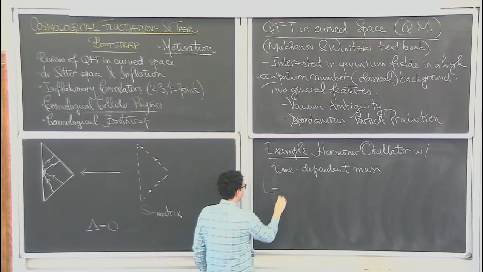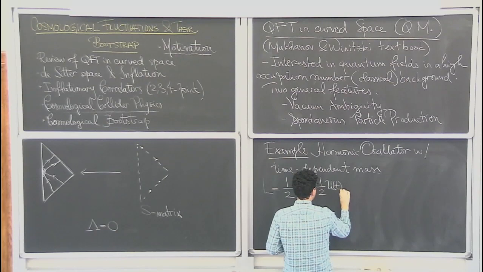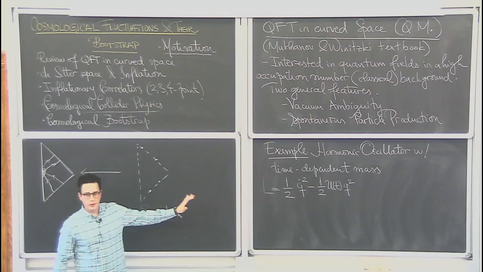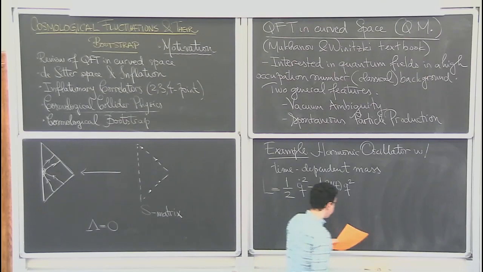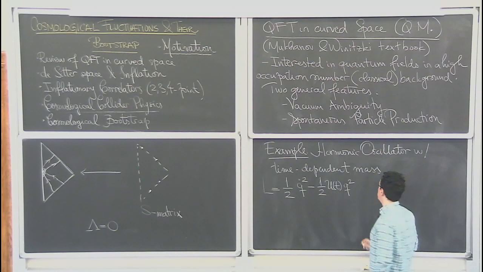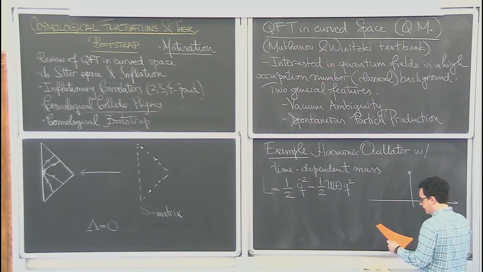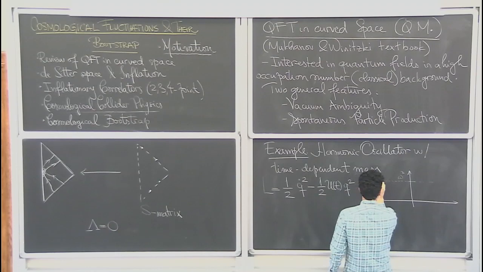So you consider a harmonic oscillator, the Lagrangian is given by half q dot squared minus half u of t q squared. Everyone comfortable with the idea that quantum mechanics and quantum field theory in 0 plus 1 dimensions are the same thing, right? So this field q is the coordinate of the harmonic oscillator. And now I have some background switched on, which is this u of t. It's an externally given function, u of t. And because we know how to quantize the harmonic oscillator, I'm going to take this function u of t to have some fixed asymptotic value. I'm going to write it as omega squared. And then it switches on and does something interesting for a while.